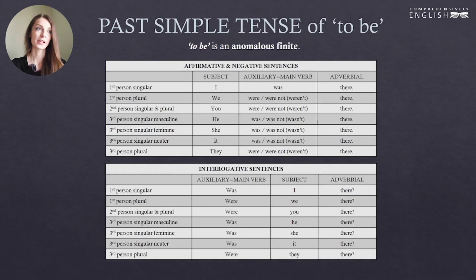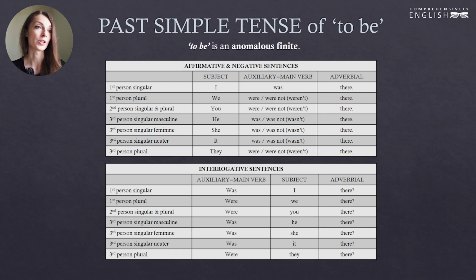Now let's speak about the past simple tense of to be. Previously we discussed that to be is an anomalous finite. That means it behaves in its particular way, it has its own forms that you have to memorize in the present simple and in the past simple as well. To be can both function as an auxiliary verb and as a main verb. If in the present tense we have three forms, that is I am, we, you, they are, and he, she, it is. In the past we have only two.